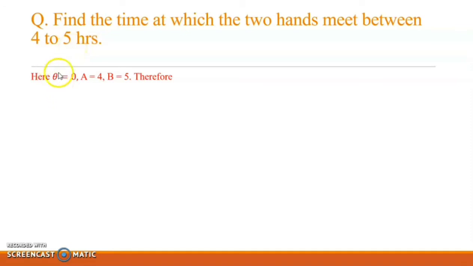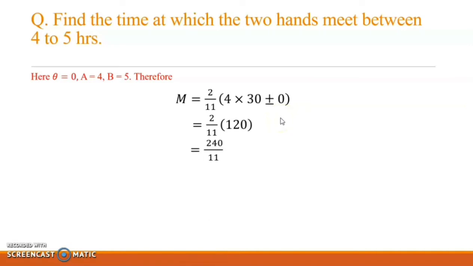Now how do I get this theta to be equal to 0? Here the term meet is very important. Meet means what? The two hands coincide, and when two things coincide, the angle between them is 0. Therefore we have theta equal to 0. Hence M is equal to, on substitution, we get this. That is, on simplification, equal to this. That is, on further simplification, it gives us this, and that is equal to this.